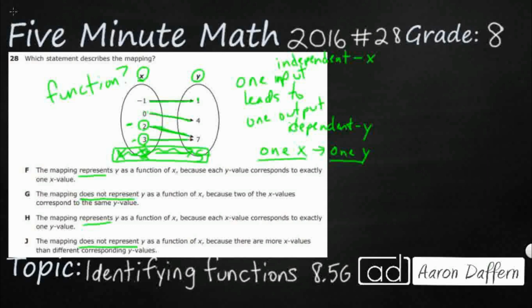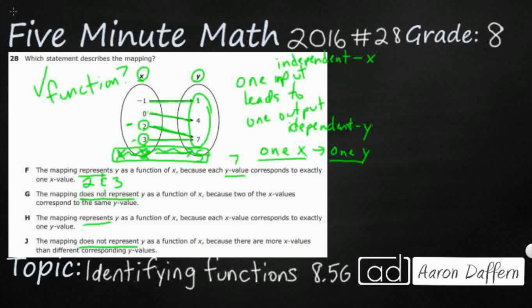So let's look at our answer selections. This is a function, so I'm going to say this is check. So it is going to either be f or h. It's kind of a tricky one because we've got multiple x's leading to the same y, but that's fine as long as the same x doesn't lead to different y's. F says the map represents y as a function of x because each y value corresponds to exactly one x value. That's no, because look, I've got 3 y values, and this 7 corresponds to both 2 and 3. So they've actually got that reversed.